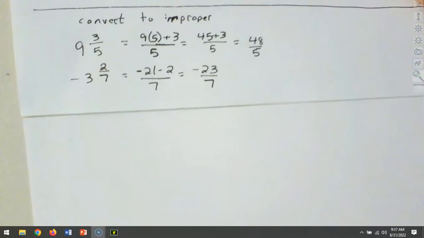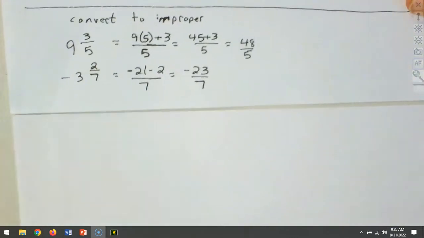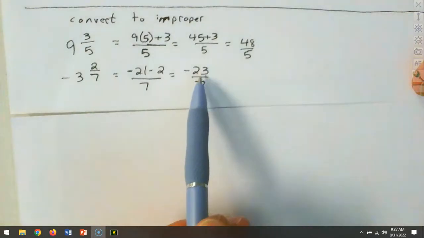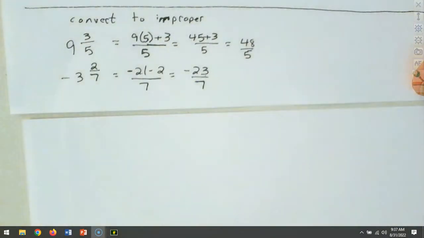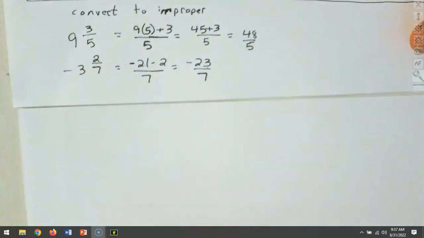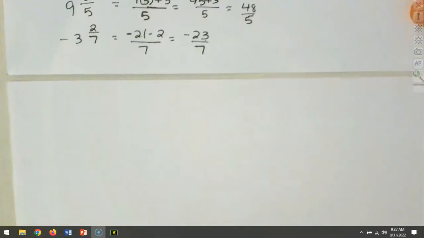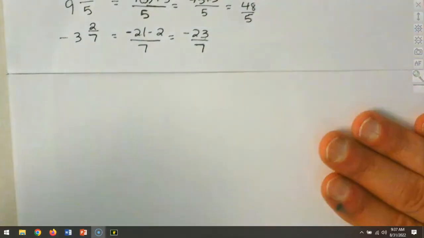That one won't reduce. Why will this not reduce? Now, if this was a 21, it would reduce, right? But 23 and 7, they have nothing in common. And we're going to be covering fractions a lot more throughout this course, too. I'm just giving you the very basics of them right now. Let's do another one here where we have a double sign.